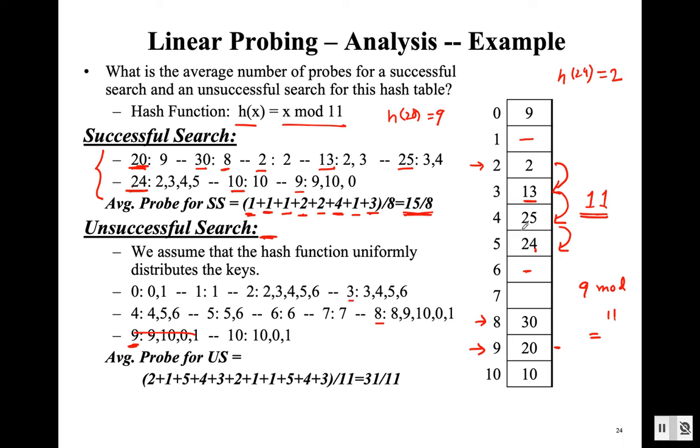All right, so for 3 we are going to start looking from the index 3. 3 is not there, 3 is not there, 3 is not there. Then at the index 6 we find an empty cell. That means we will know that 3 is not in the hash table. So for 3 we needed 1 2 3 and 4 probes. Okay, so that's how we can find how many probes we are going to need for an unsuccessful search. And we can find, for a couple of values, the average number of probes for unsuccessful search.